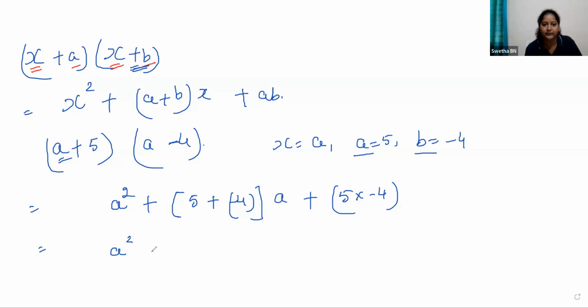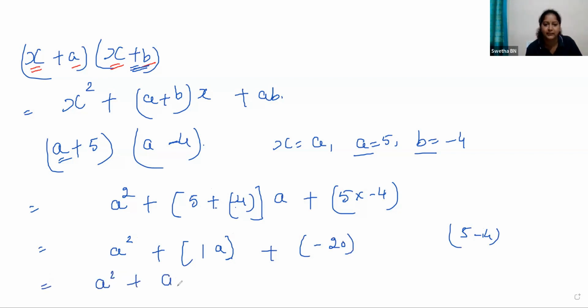Okay. Now, a square plus, see, 5 plus into minus is minus, right? So it becomes 5 minus 4. So I will write directly 5 minus 4 is nothing but 1 a. 1 into a is a. So here plus 5 into minus 4, that is minus 20. So the answer is a square plus a minus 20.